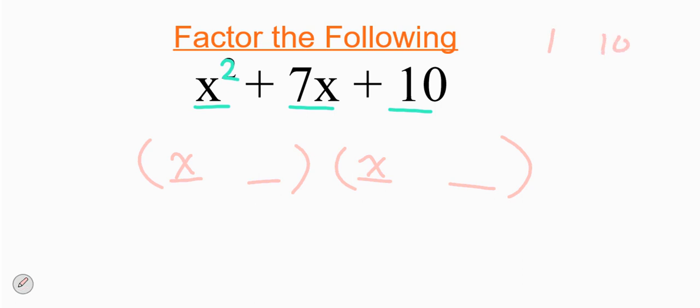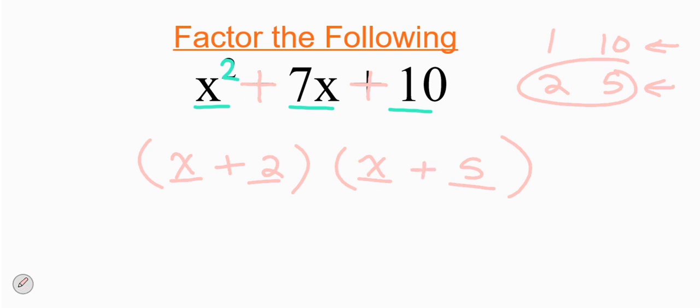1 times 10 is 10. 2 times 5 is 10. Which one of these choices, this one or this one, add to 7? This one. So it's a 2 and a 5. Once again, if we see that our original quadratic has all pluses, we don't even have to think about what to put in there. We just put pluses.